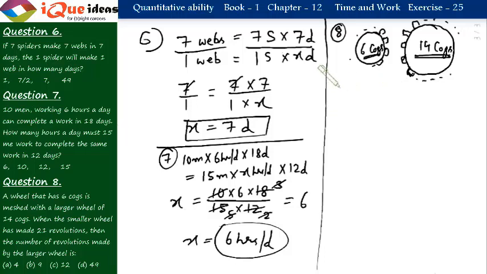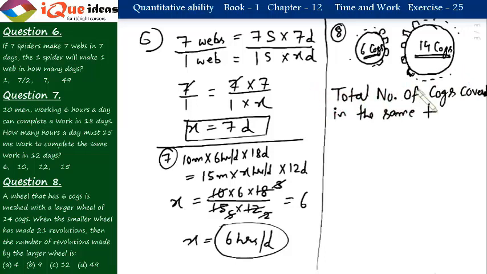So I'll write the concept for such questions. Total number, you note it down very carefully, number of cogs covered in the same time, just be careful, should be same.